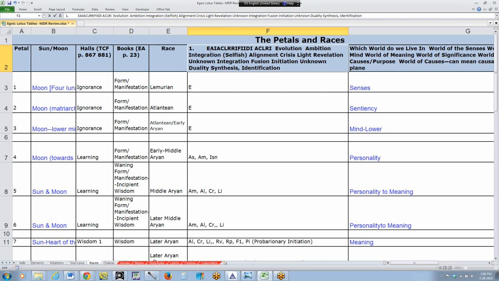Okay. So the path of evolution, path of ambition, path of selfish integration, EAI, precede the ACLRI process. Then comes alignment with the soul, the crisis caused thereby by the approach of the soul, the growing light which dawns due to the soul system and the personality system coming together. The light reveals that which must be repulsed. So I include another R in there, the law of repulse. Then comes the revelation of the plan. Then comes the integration of the two energy systems, and then F, fusion of soul consciousness with personality consciousness.